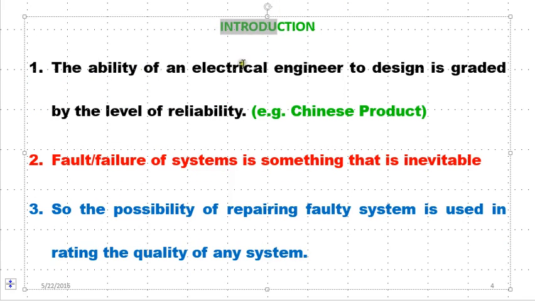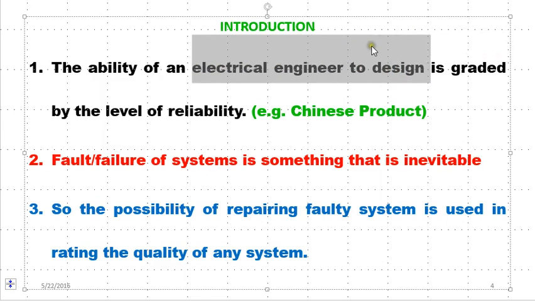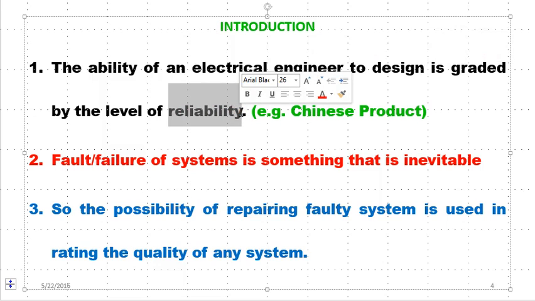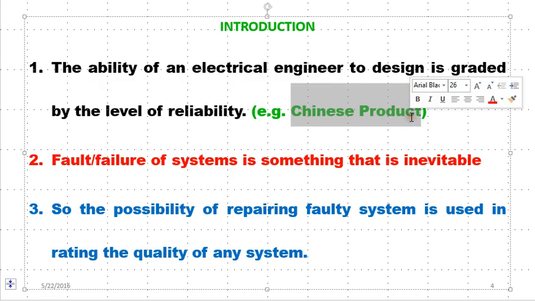As an engineer, you are expected to be able to design systems, but your ability to design is rated by the level of reliability of the system you've designed. If it is very reliable, then you are a very good engineer. If it is not reliable, the opposite is the case. Look at the products we buy from China. We always categorize them as products of very low reliability, very faulty. Therefore, Chinese engineers, as far as we are concerned, are not good because their systems fail frequently.